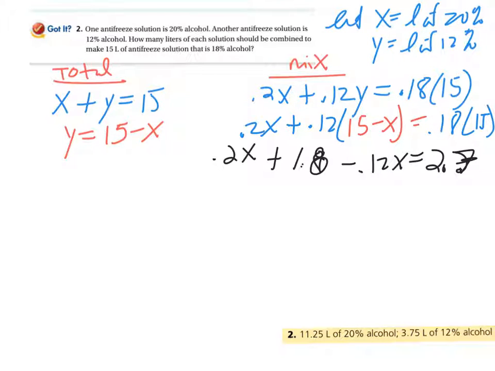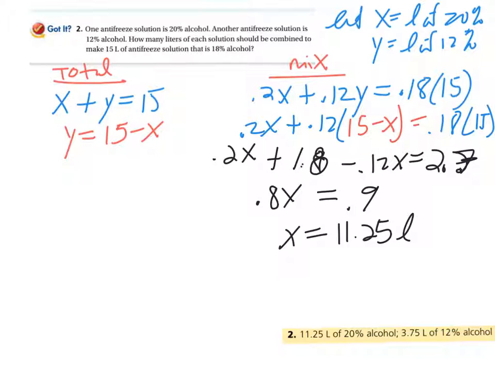So now we're going to go back, combine some like terms over here. That's going to give me, let's see here, 0.08x on the left side, and we're going to move that 1.8 to the right side of the equal sign. So it's going to give me 0.9 over here. Divide off that 0.08 from the x, and x is going to be 11.25, and don't forget to label that as liters. So of the 20% solution, I'm going to use 11.25 liters.